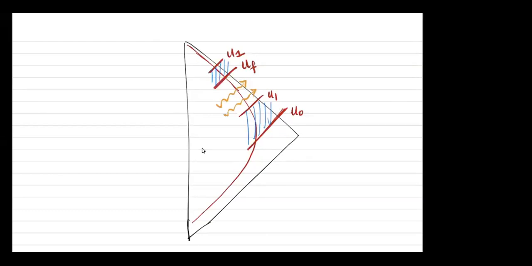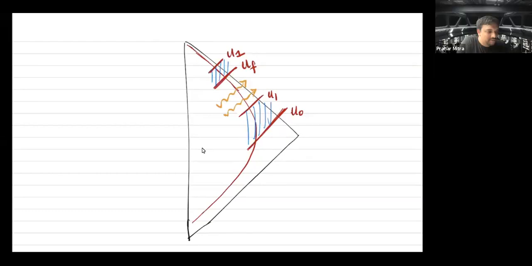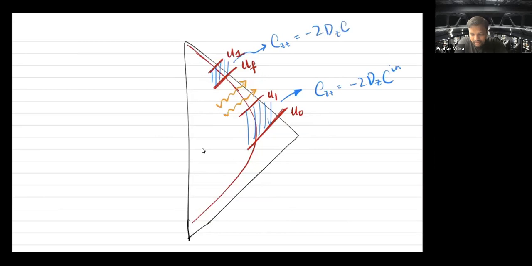Okay. So this is essentially my setup. Let me just quickly go through what I'm saying over here. Here we have C_zz = -2 D_z² C_initial. Here I have the same setup, C_zz = -2 D_z² C_final. And the point of this memory effect is that C_final is not equal to C_initial.